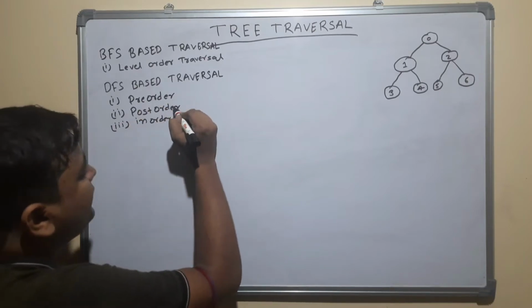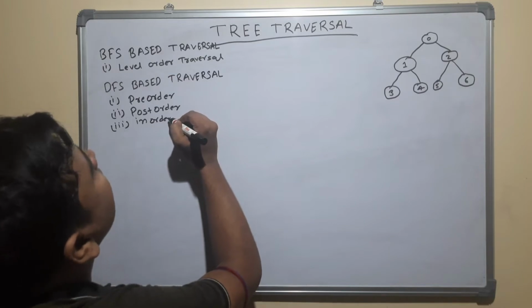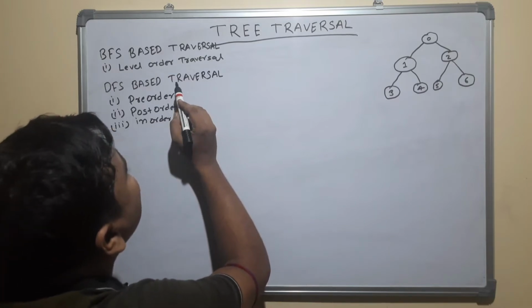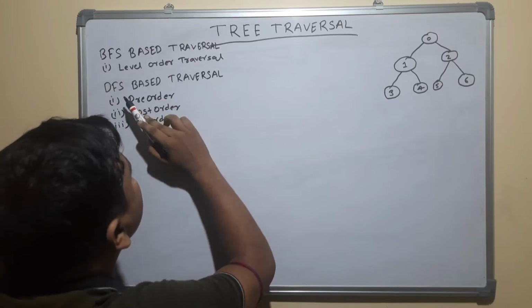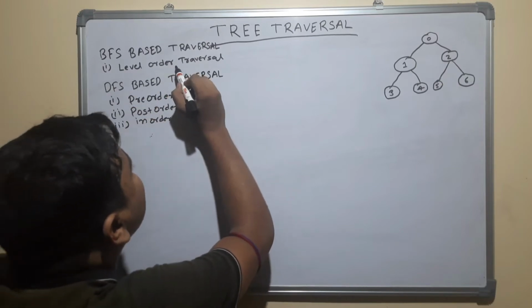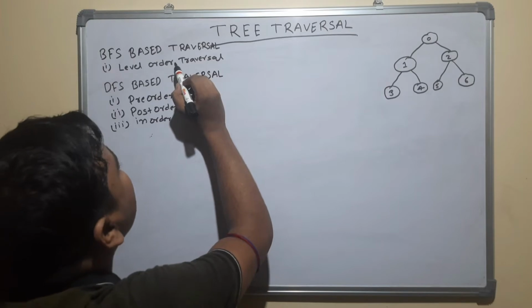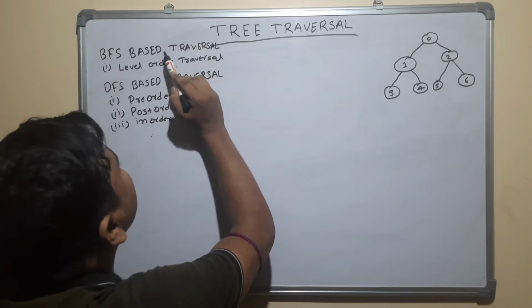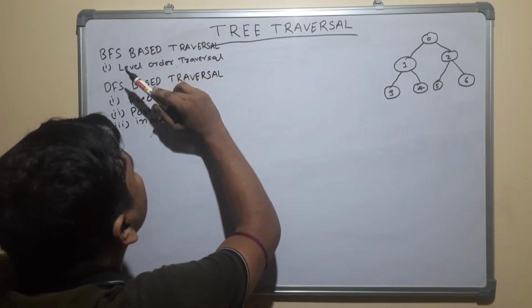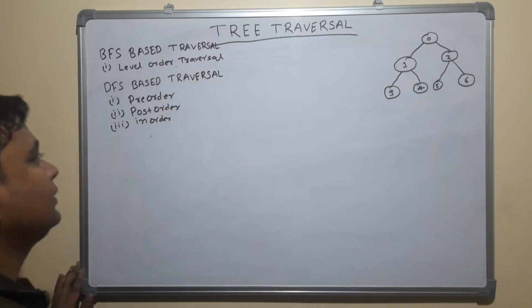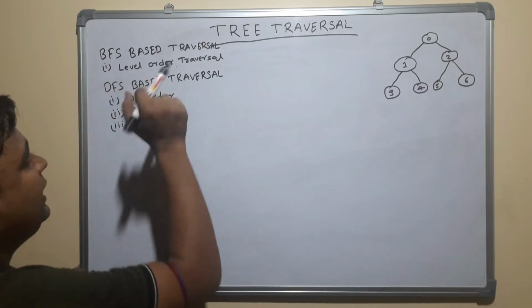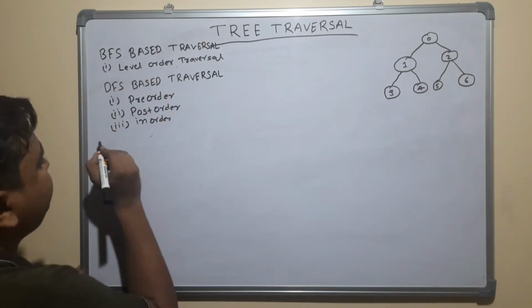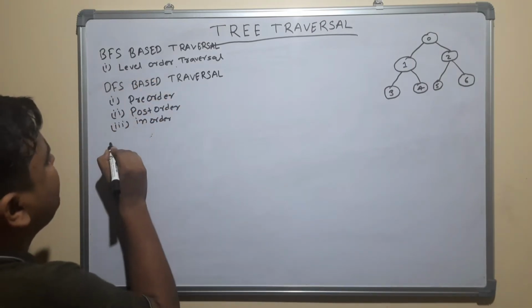So these three traversals use DFS based algorithms, and this traversal uses BFS, breadth first search. Let's discuss one by one. First we discuss DFS based traversal. First is Preorder.